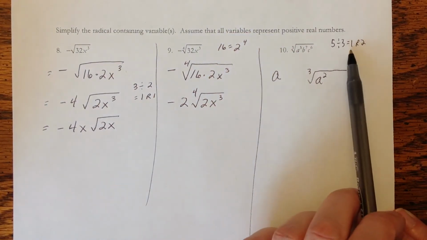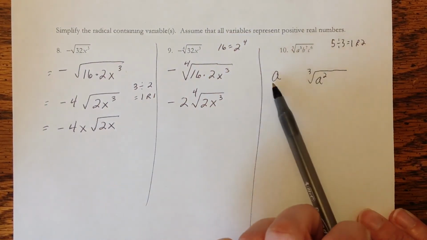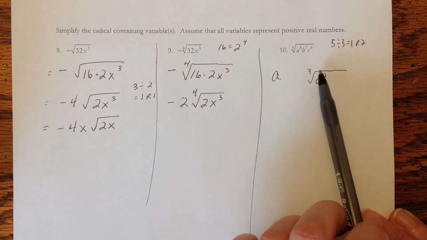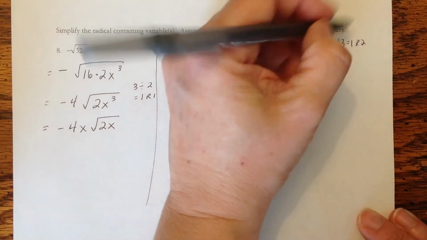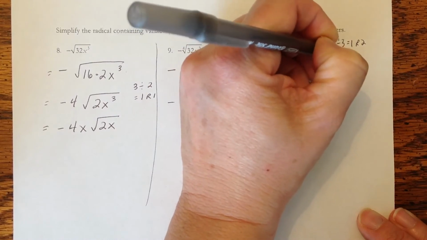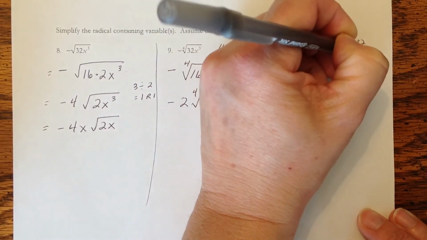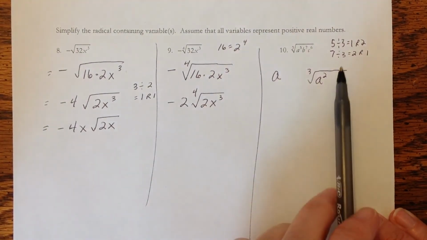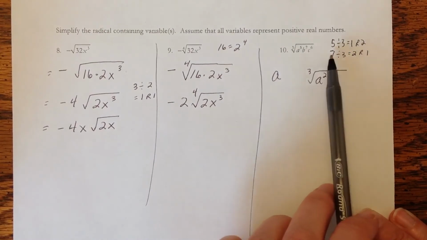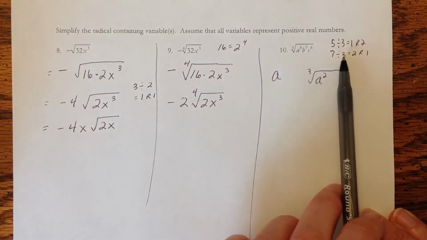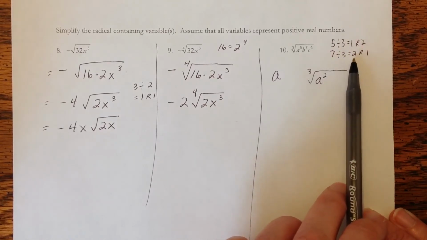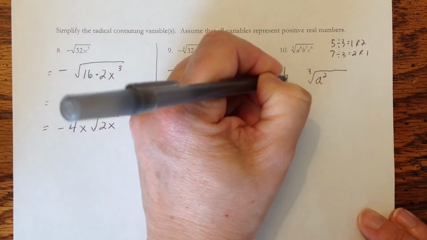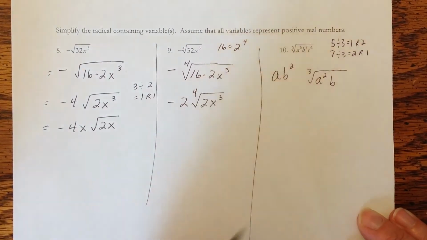So again, remember, the whole value is how many a's come out, and the remainder is how many are left behind. So we'll do the same with 7. 7 divided by 3. Well, that would be 2, remainder 1. Remember how you check division with multiplication. So 2 times 3 would be 6, plus 1 would get us back to 7. So this is how many b's come out. So we get b squared, and we get a b left behind.